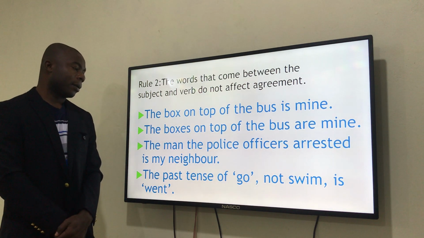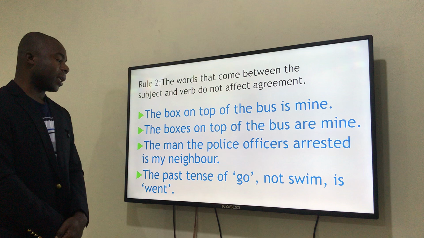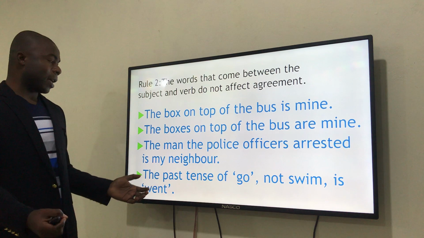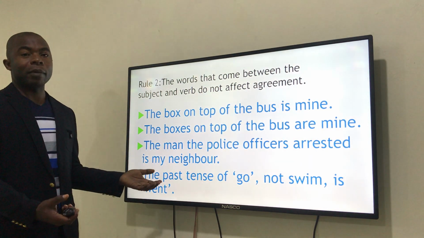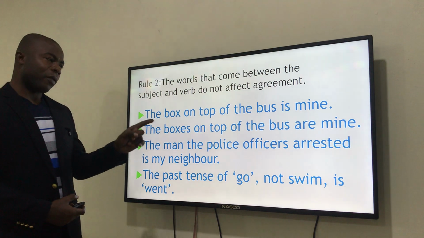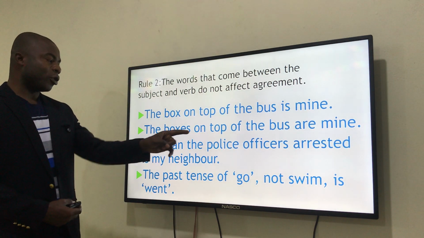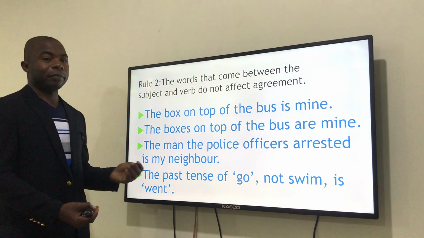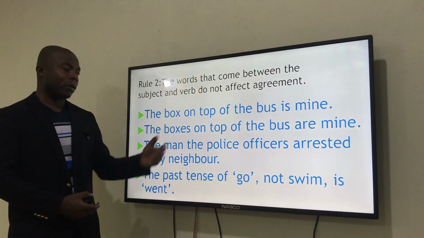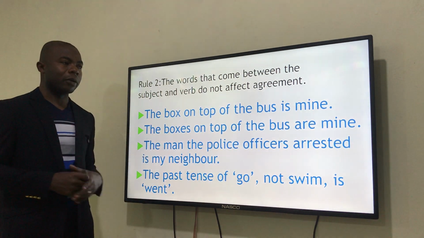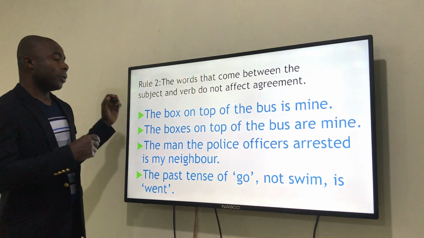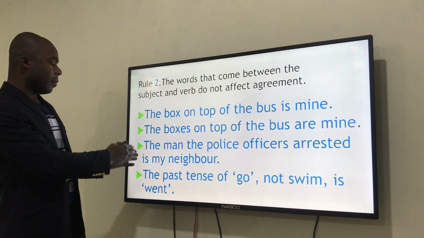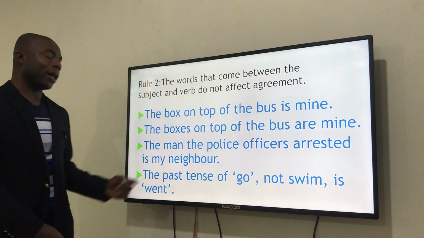The man the police officers arrested is my neighbor. What comes between the subject? First, what is the subject? The man. What is its number? Singular. But "the police officers arrested" is coming between the subject and the verb. This statement is simply identifying what type of man. It's actually called post-modifiers, but forget about those technical terms. So the police officers arrested coming between the man and the verb "is." So the man is my neighbor is the sentence, simple.